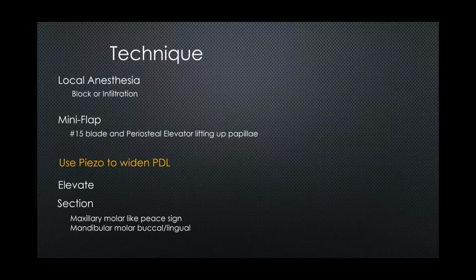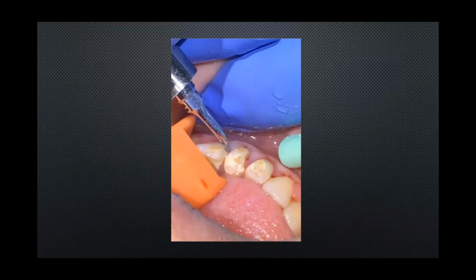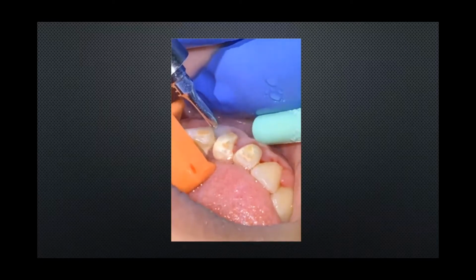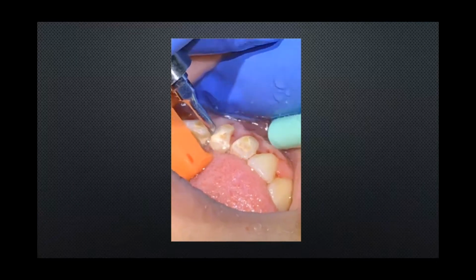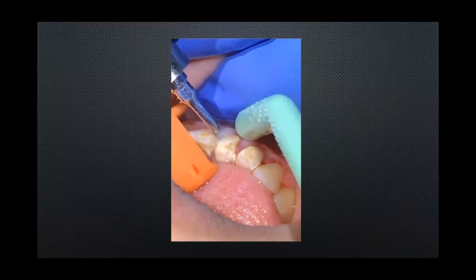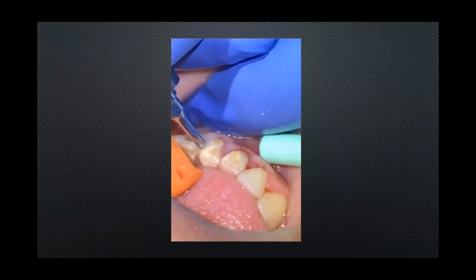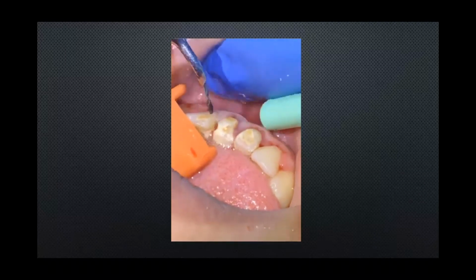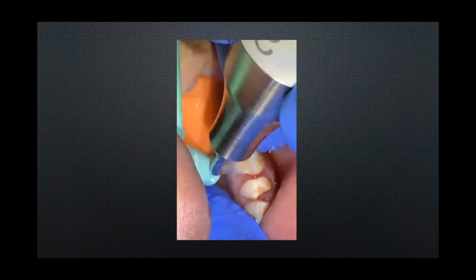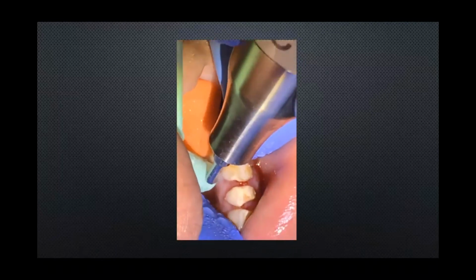Okay, so now another trick that we do to widen out the periodontal ligament space is to use a piezo. And this is a piezo that we use in our practice too. The principle of a piezo is that it's like an ultrasound. So you have these extraction tips. You want to enter into that periodontal ligament space at a 45-degree angle and just gently let the tip do the work. You want to just let it go up and down and up and down. And once again, at a 45-degree angle, you're entering the periodontal ligament space and severing those periodontal ligaments, severing that attachment.